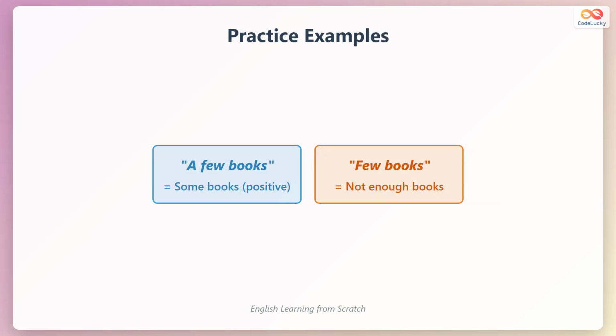A few books means you have some books to read, which is positive. Few books means you do not have enough books, which is negative. Practice this difference to speak English correctly.